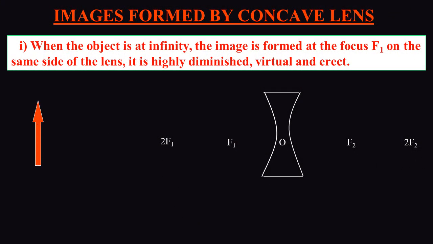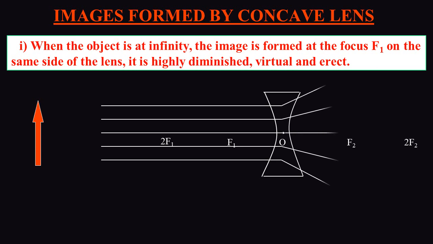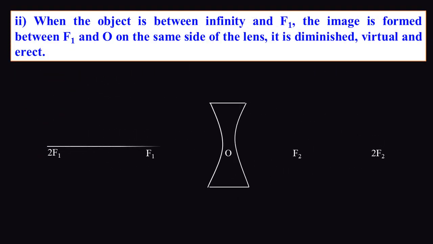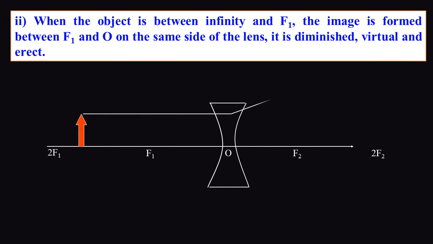Let's see the image formed by concave lens. First one, when the object is at infinity, then the image will be formed at focus f1 on the same side of the lens, and it is highly diminished, virtual, and erect. So in case of concave lens, it is observed that the image is virtual. Next, when the object is between infinity and f1, then the image will be formed between f1 and O on the same side of the lens. It is diminished, virtual, and erect, as shown in the diagram.